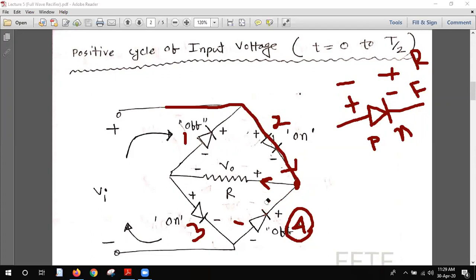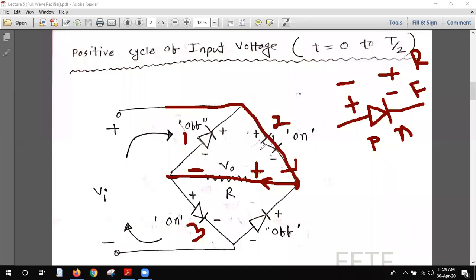So there is only one path left, that is through the resistance. So the current will start to flow through the resistance. Now the current has come to this point. When it flows through the resistance, this will be plus and this will be minus, so there will be a voltage drop across the resistance. And you all know that these are ideal diodes. There is no silicon written here, so there will be no voltage drop.